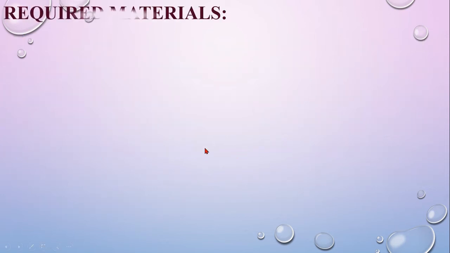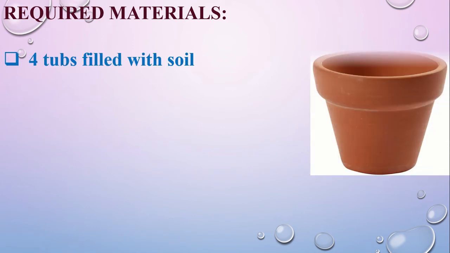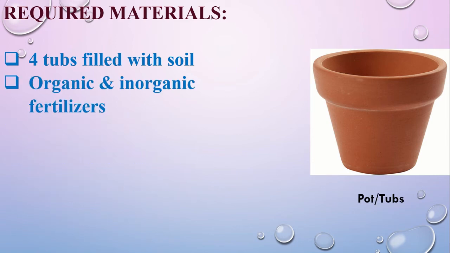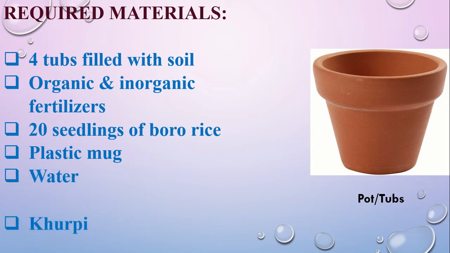Here you need some equipment: 4 tubs filled with soil. Here is how the tubs look, which are earthen made, but you can use whatever you like. Then organic and inorganic fertilizer, then 20 seedlings of Boro rice, then a plastic mug for irrigation water, and a khurpi or nirani.